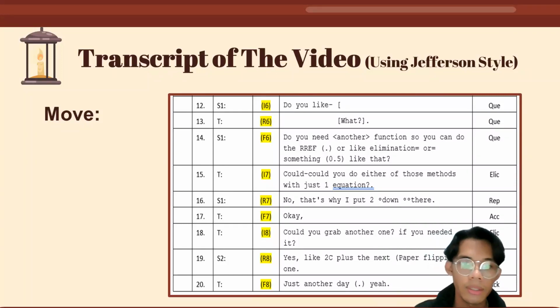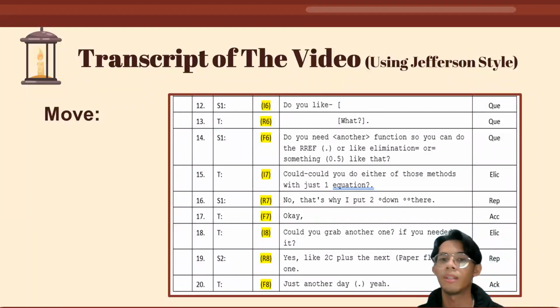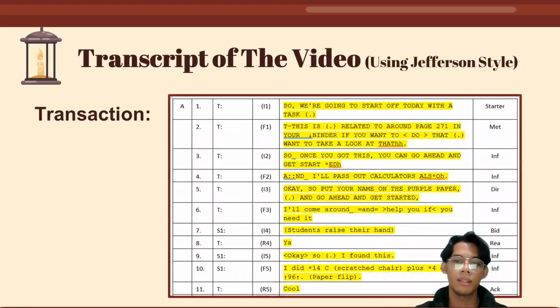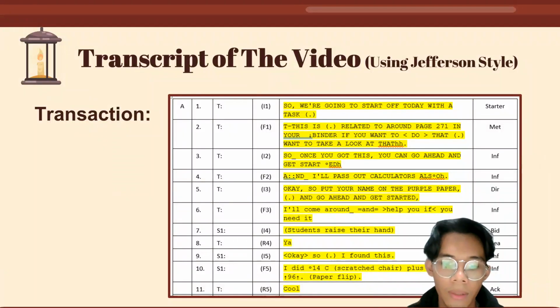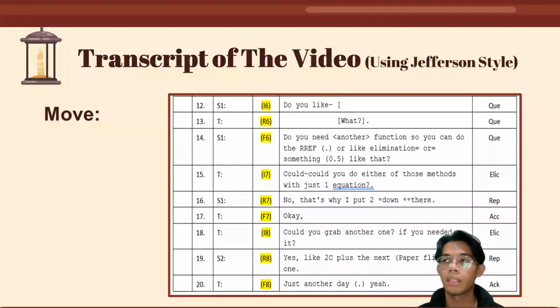Okay. So here you can see the I6. It means the initiate 6, response 6, follow-up 6. So why 6? Because you can see here the I1, F1, I2, F2. So every new initiate will always be a new number. So 6 means that there are already 6 initiates.